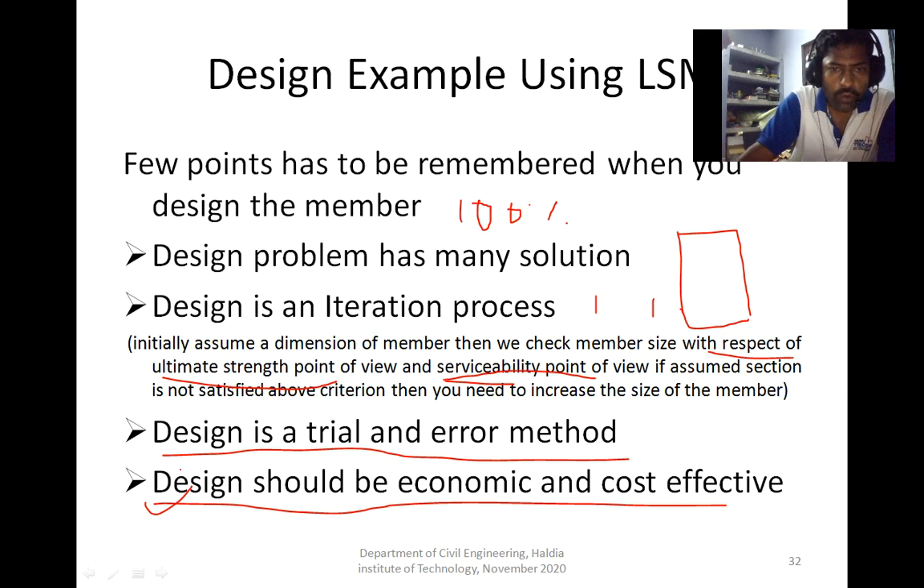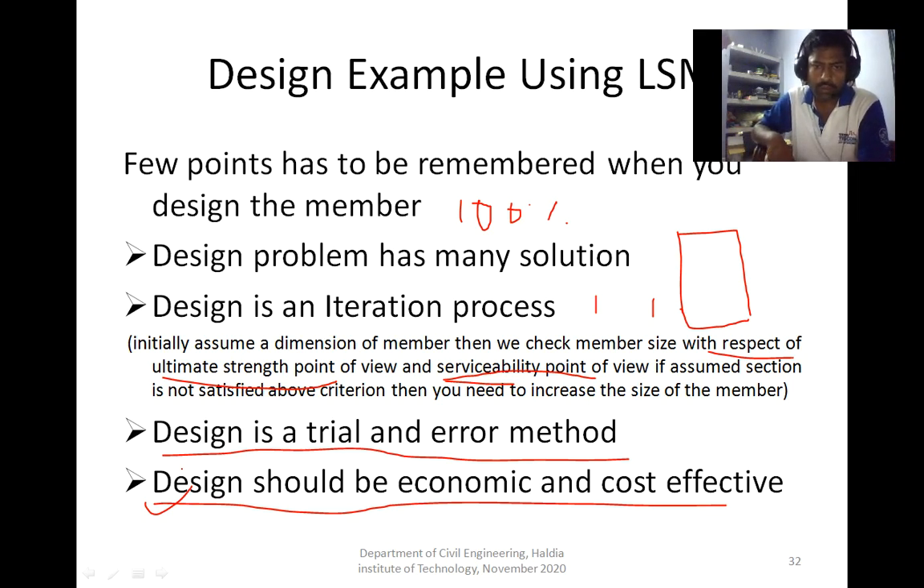So those 4 points you have to remember when you design a member. A design problem has many solutions. It means the solution is varying and it depends on design parameters. The second thing is that design is an iteration process. This is a trial and error method.